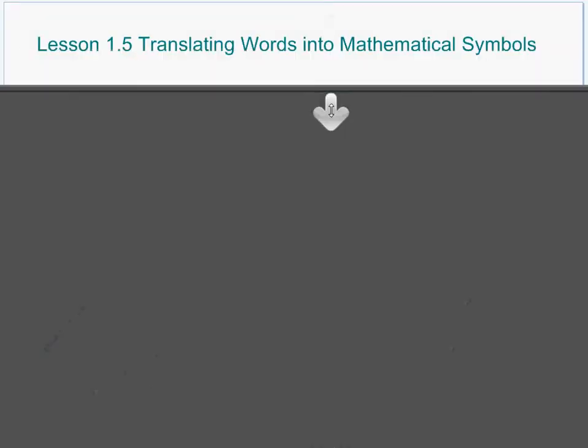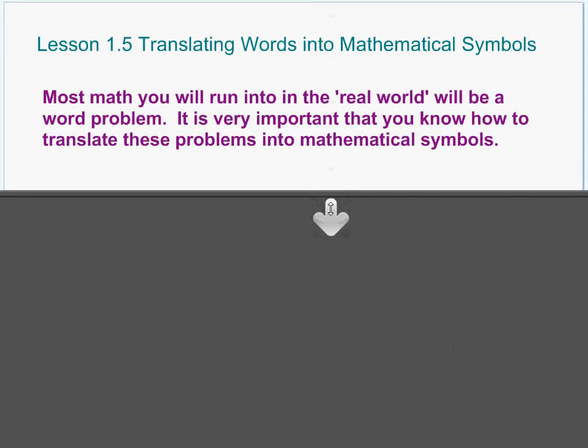Welcome to Lesson 1.5, Translating Words into Mathematical Symbols. Most of the math you run into in the real world will be a word problem. They aren't going to present themselves as x times 3 equals 5 or anything like that. They're going to be situations that you run into every day, and you need to know how to translate these problems into mathematical symbols and equations and expressions so that you can solve them.